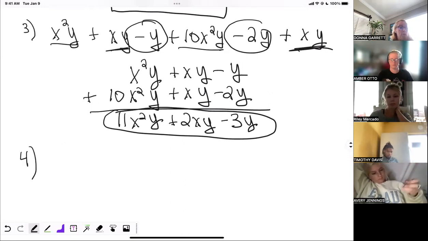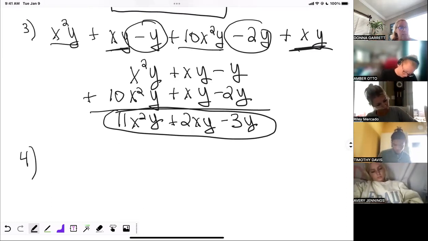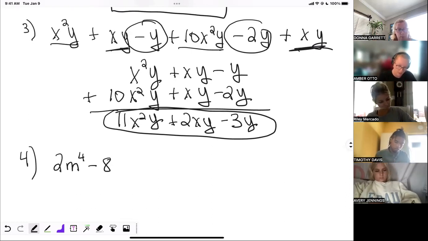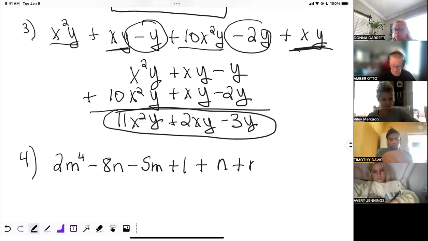Hey, I'm going to give you one to try. You can do it any way you want, vertically or horizontally, whatever you want. Whoops, sorry, should be n. All right, 2m to the fourth minus 8m minus 5m plus 1 plus n plus m to the fourth minus 6.